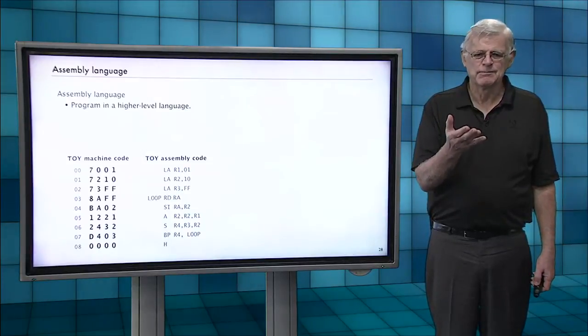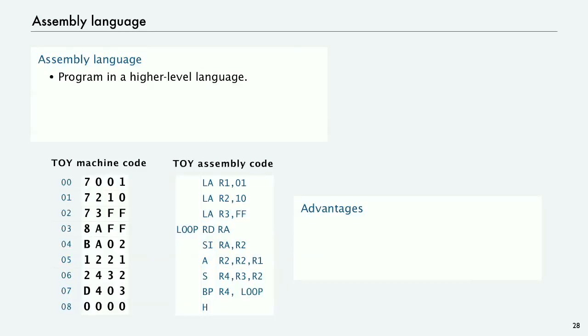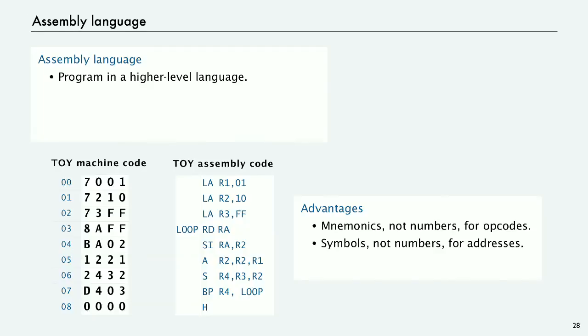And rather than putting in numbers, we could actually work in what's called assembly language, where we have mnemonic names for the instructions, like LA for load address, or A for add, or S for subtract, BP for branch positive, and so forth. And then we could use symbolic names even for the memory locations or the registers, so that we can have the idea of branching to loop and labeling an instruction with loop. So then we're not working with numbers, we're working with letters, and when there were lots of opcodes, that was helpful. And we could work with symbols, not numbers, for the addresses.